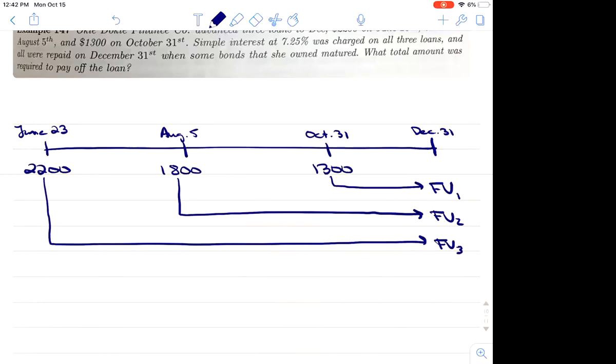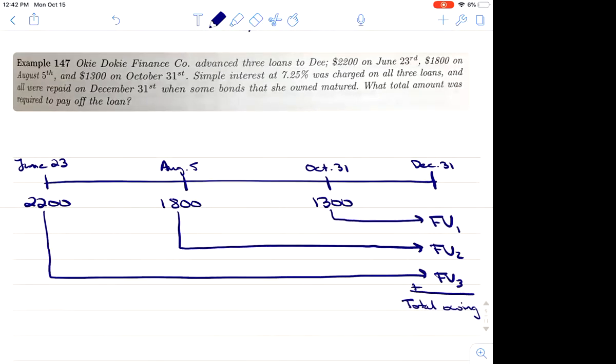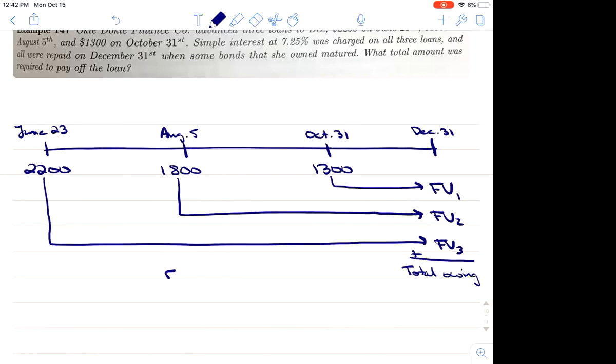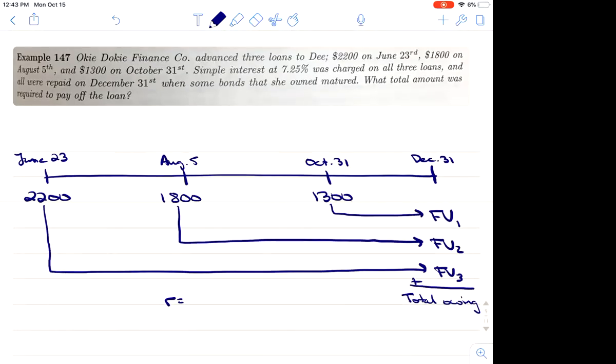Okay. So then here, the total of these, if we add future value 1 plus future value 2 plus future value 3, that's the total owing. So here at the bottom, we can do a little sum. So total owing, that's the total owing on December 31st. And we'll make a note because we're also given the rate. And like I said, we can just put it anywhere. The rate is 0.0725.